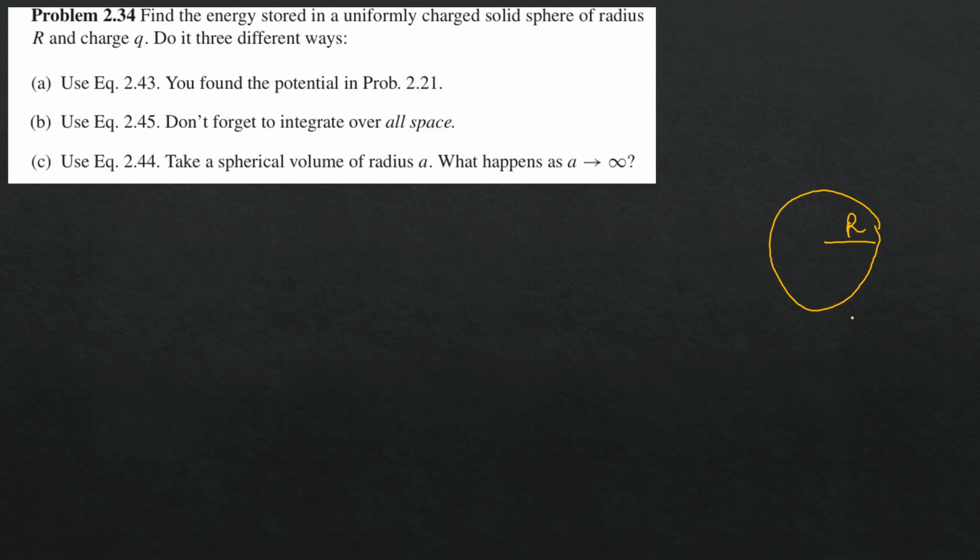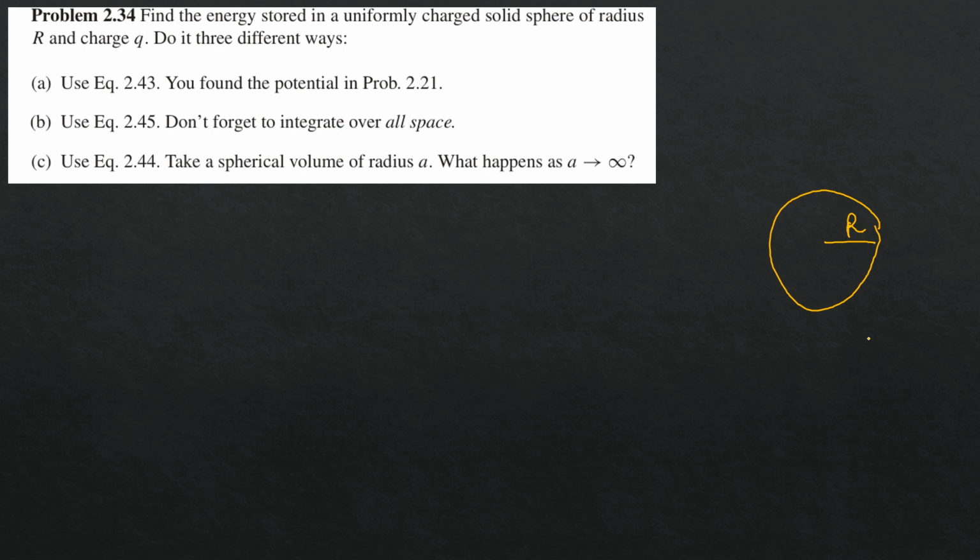Okay. Find first, you find the potential. Then don't forget to integrate it over all space. Take a spherical volume of radius A. What happens as A tends to infinity? Okay, so this is a very good question. Find the potential and all. Okay, so how do we do it?